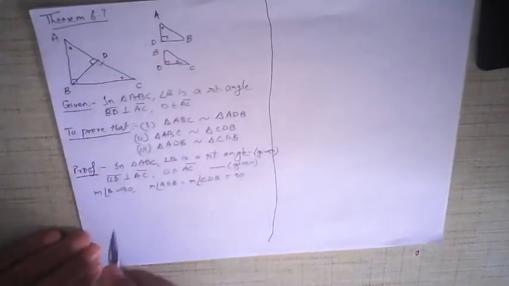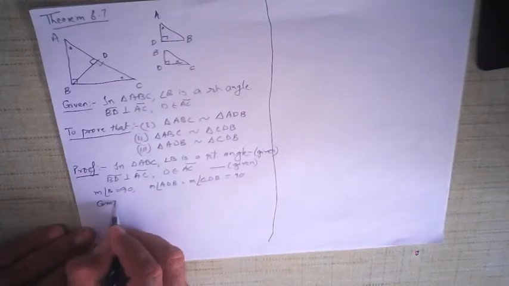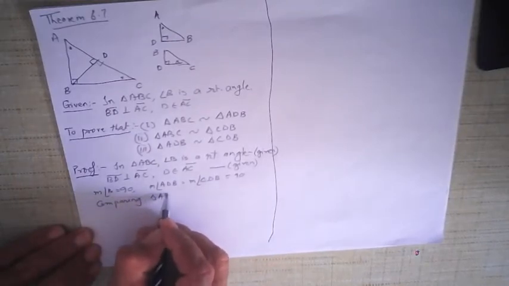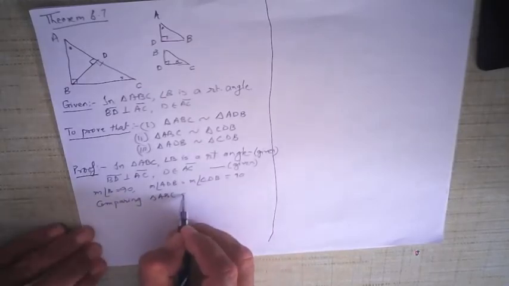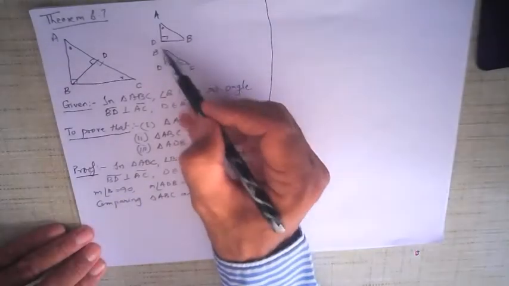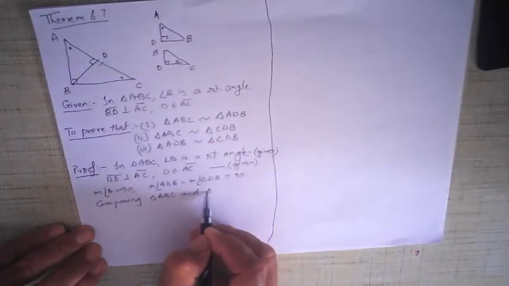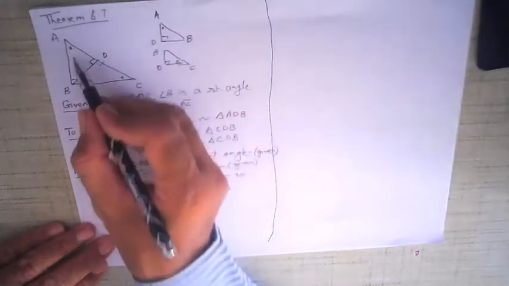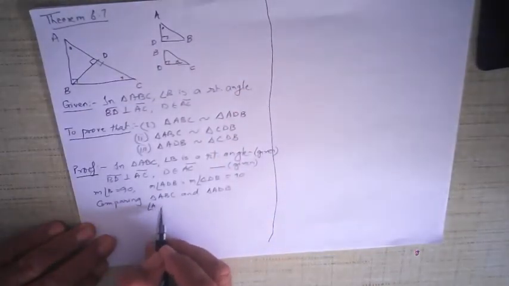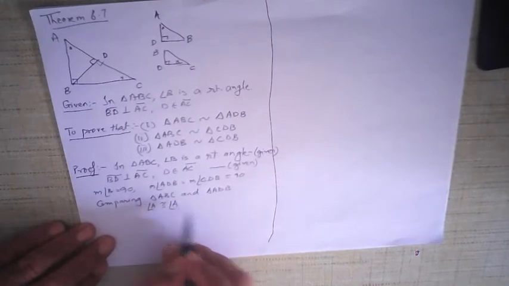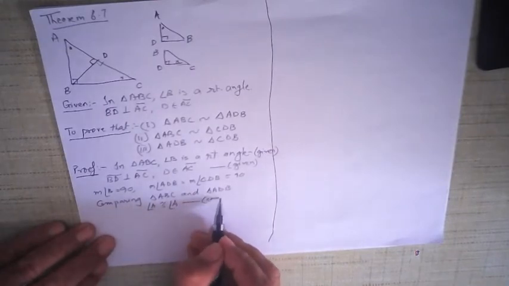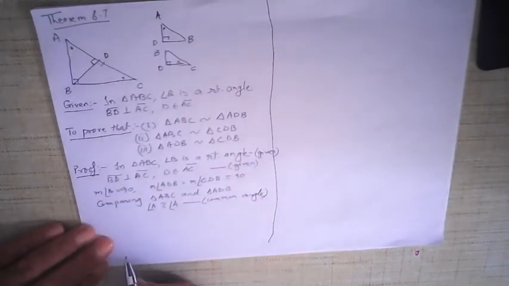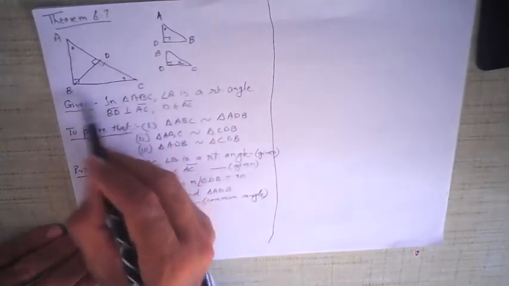Now I am comparing with triangle ABC, which is the bigger triangle. Comparing triangle ABC with the smaller triangle ADB. Then which is the common angle? Angle A. So I write down angle A is congruent to angle A. Reason, common angle. This angle is common to both the triangles.